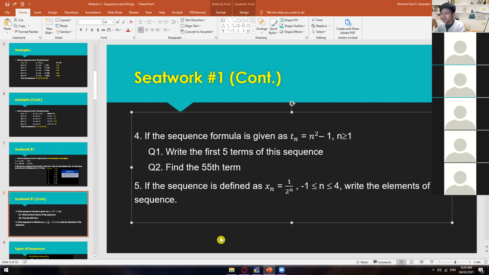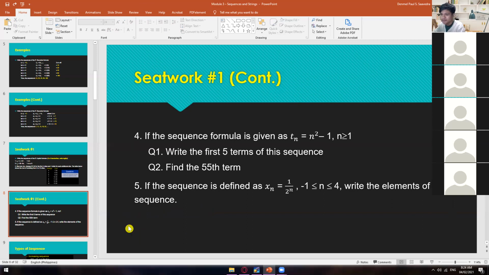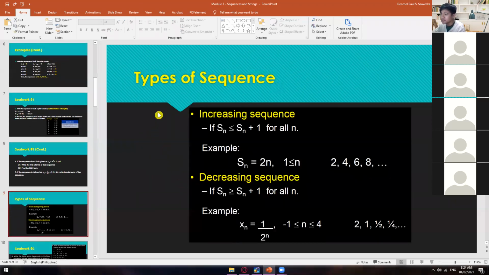Alright, so that's it for seat break number 1. So let's now proceed to the next. The next one is types of sequence. We have 2 types of sequence: the increasing sequence and the decreasing sequence. As you can see, this one is very obvious and self-explanatory. An increasing sequence is any pattern as long as it's increasing. So this is a sequence wherein it's increasing: 2, 4, 6, 8, 10, 12, 14, and so on and so forth.